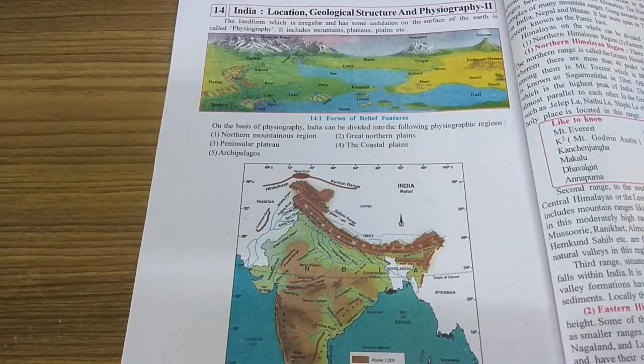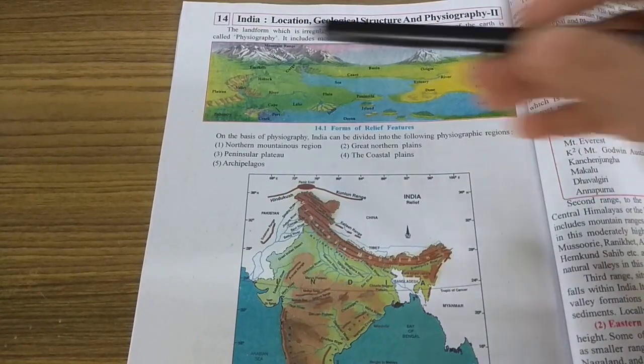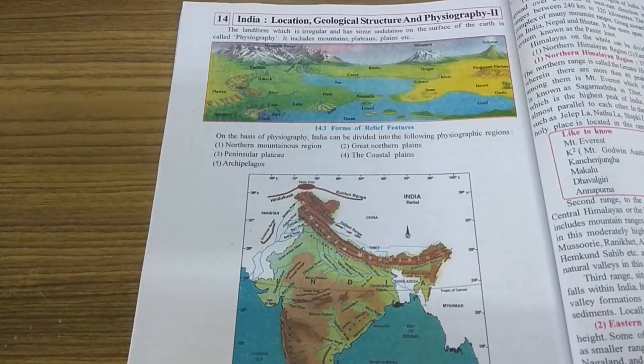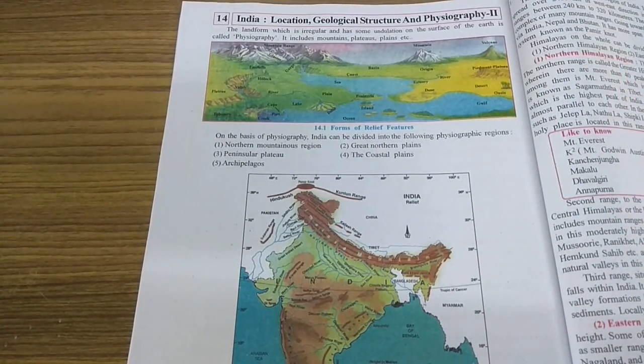Good morning, students. Today we are going to start chapter 14 of our social studies textbook, which is the second chapter of the geography section, India, location, geological structure and physiography, part 2. Now, part 1 we have already studied, students, and in that we saw where India lies in location, and how much area is occupied by India.